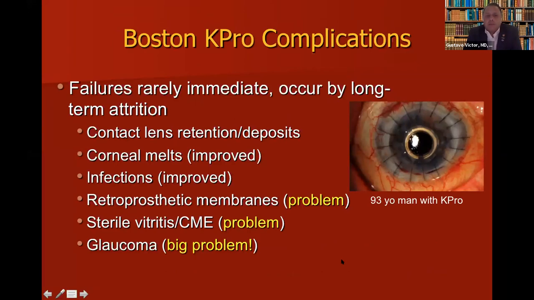So fluoroquinolone complications can occur with long-term treatment. In the complications, the most common are contact lens deposits and corneal melts. These improve especially with large holes in the back plate of the K-Pro after mounting. Infection also improves, like we showed in the last slide. Retroprosthetic membrane is a problem, and we are talking about this. Sterile vitritis is a problem. You should manage this, but the big problem is also glaucoma.